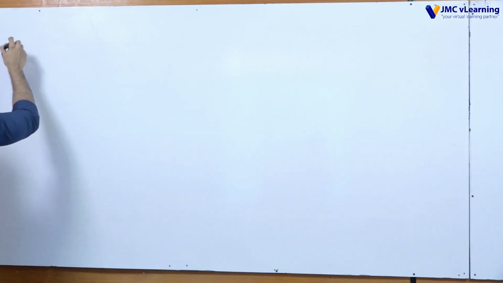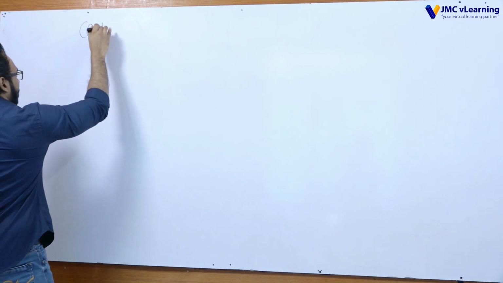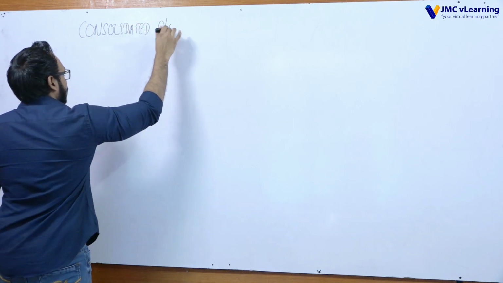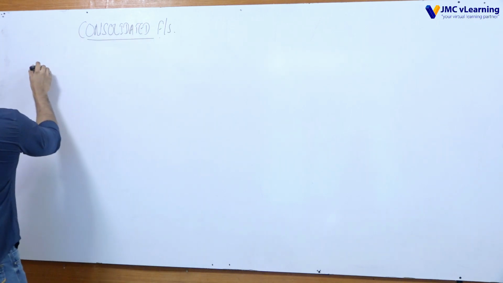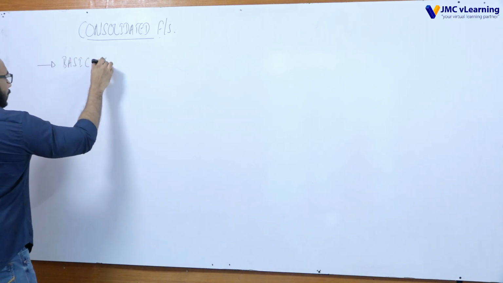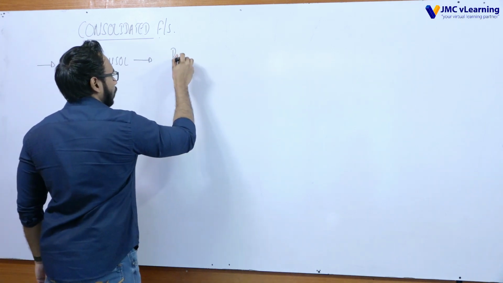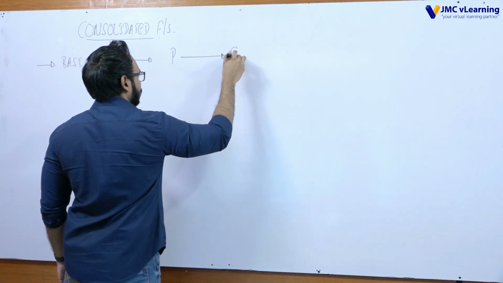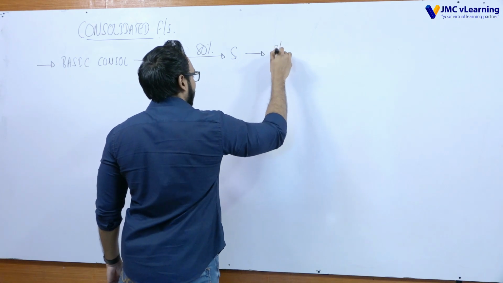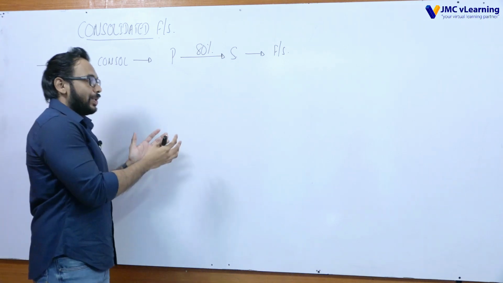So the discussions would be based on consolidated financial statements, so we will cover up basic consolidation. That's where we will look at where one parent acquires one subsidiary. How do we prepare financial statements on this? The discussion relating to when an acquisition takes place.